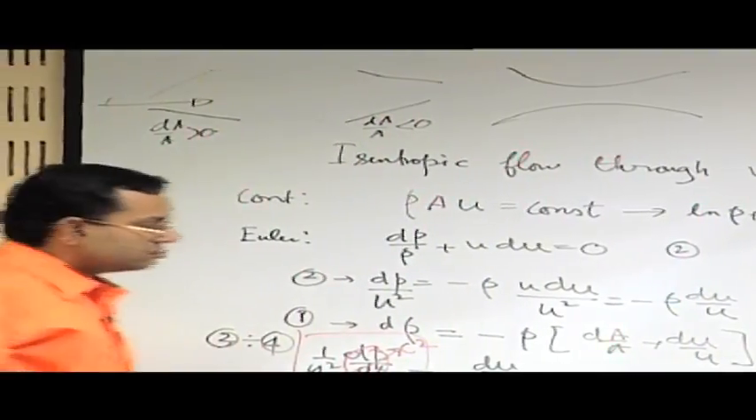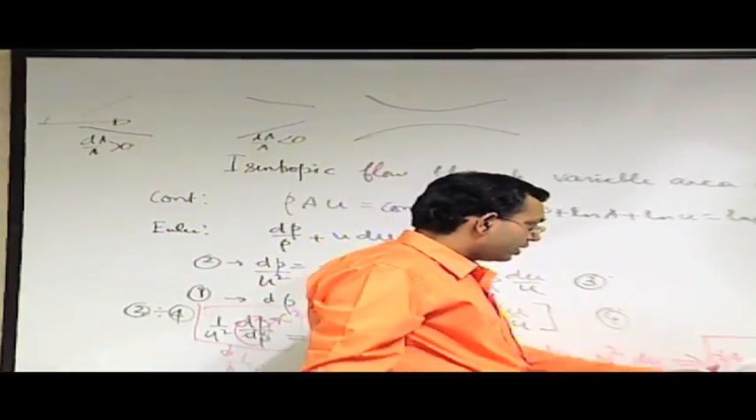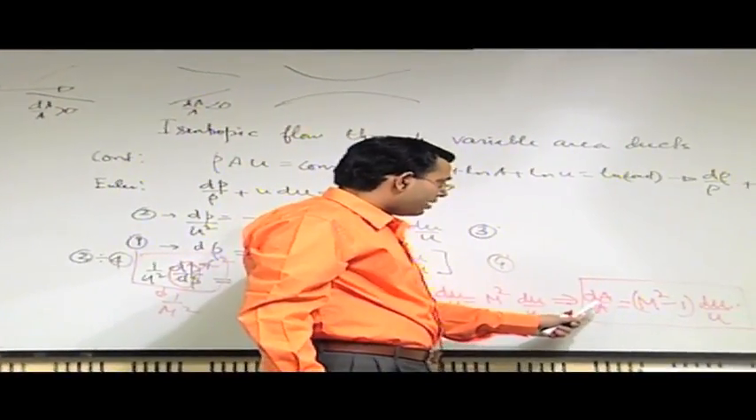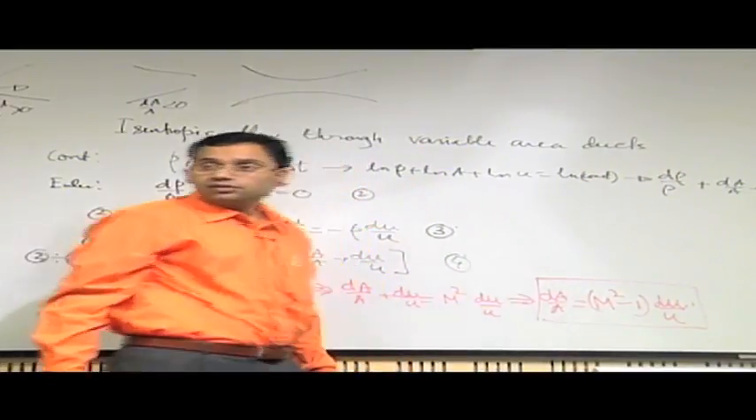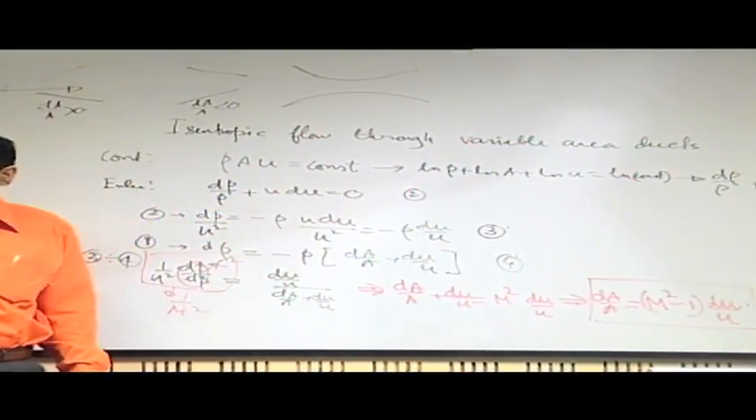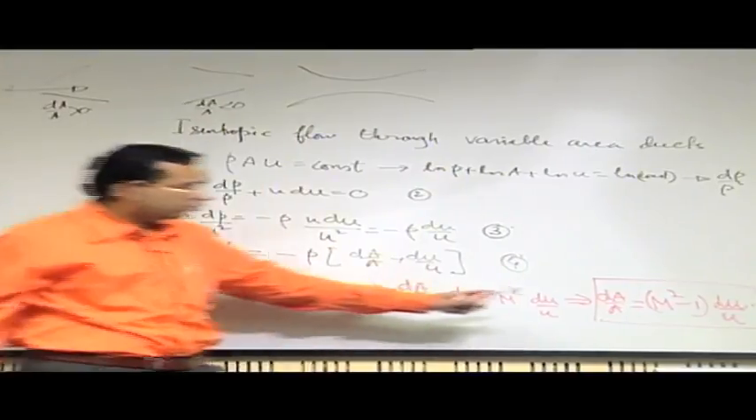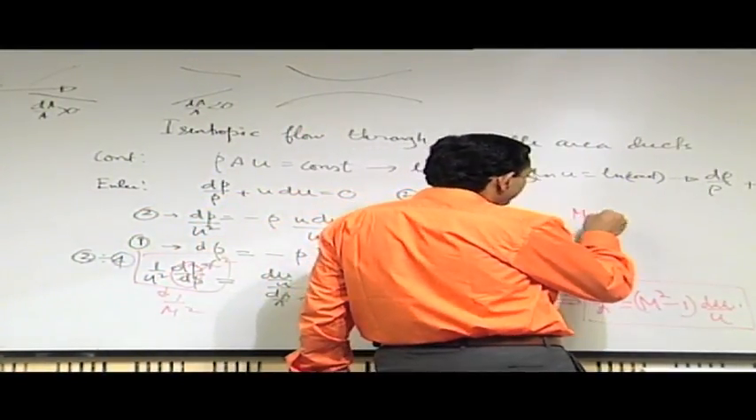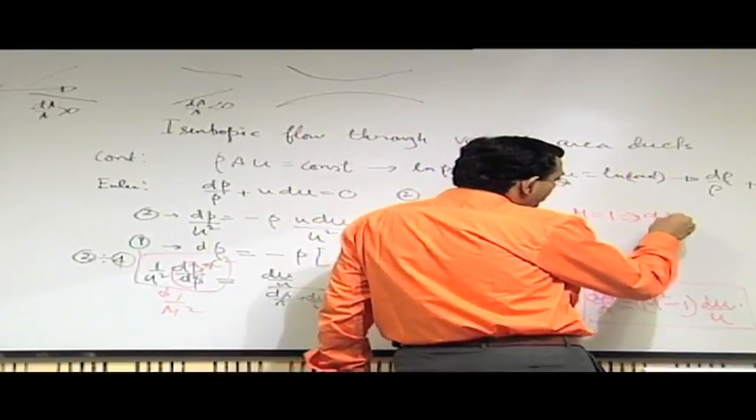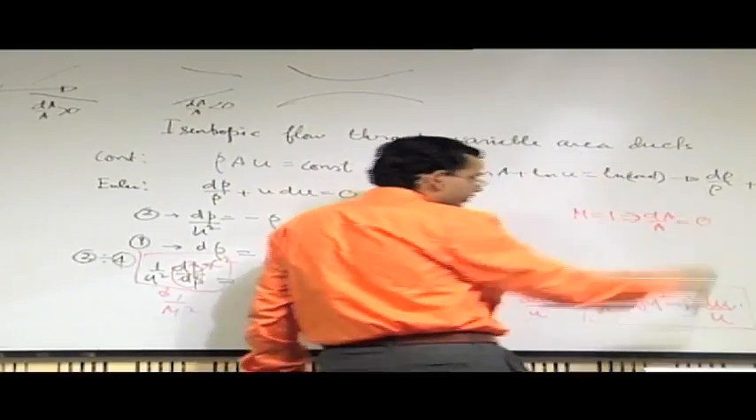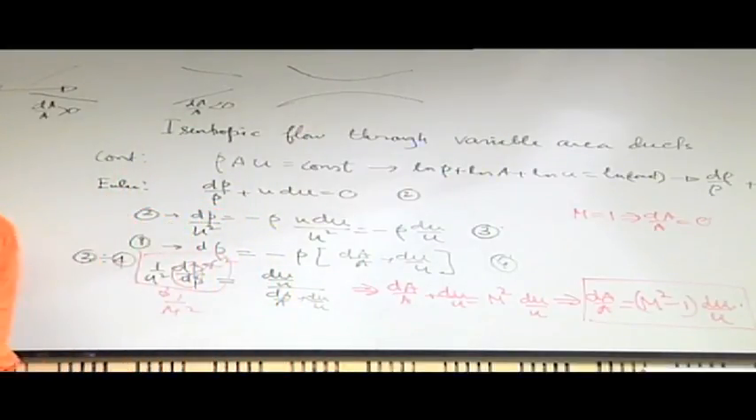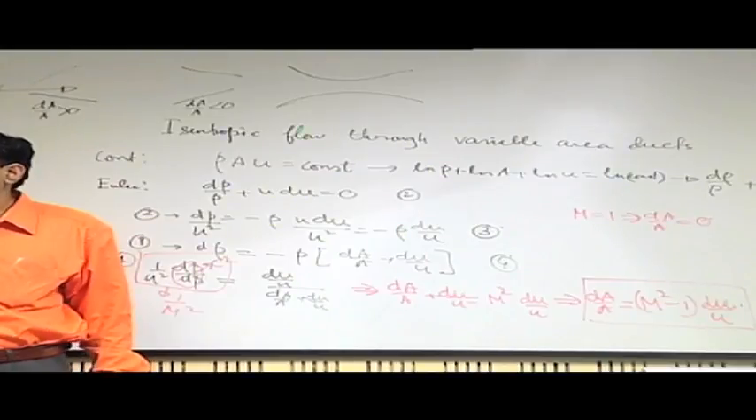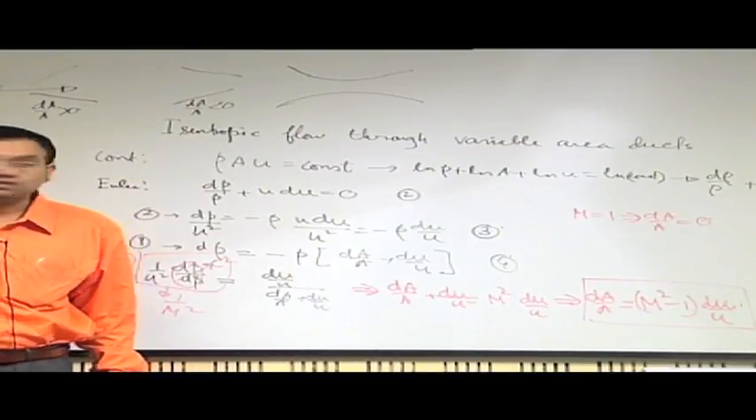Now if you consider M equal to 1 as a case, then that will imply what? dA by A equal to 0, right. That means if you want to achieve M equal to 1, M equal to 1 is called the sonic condition.